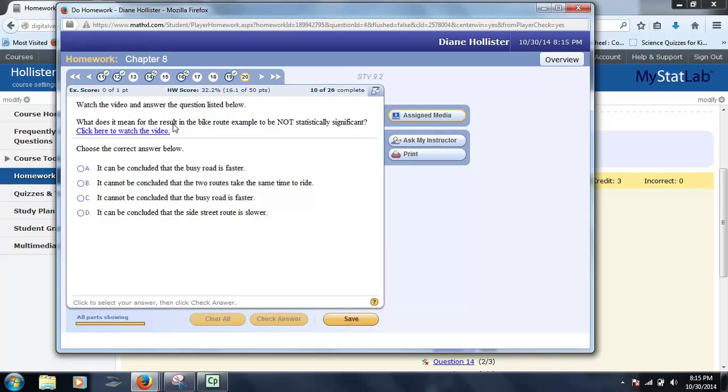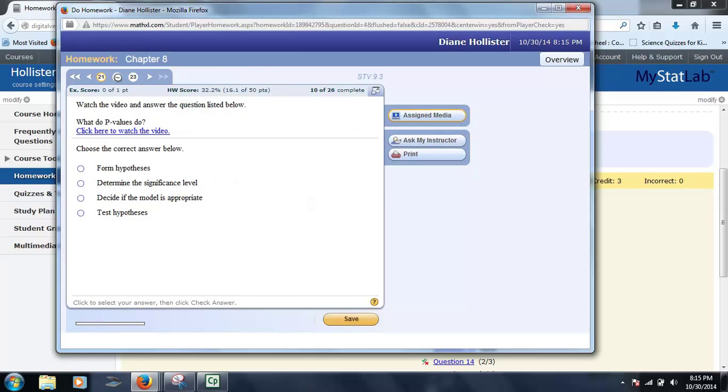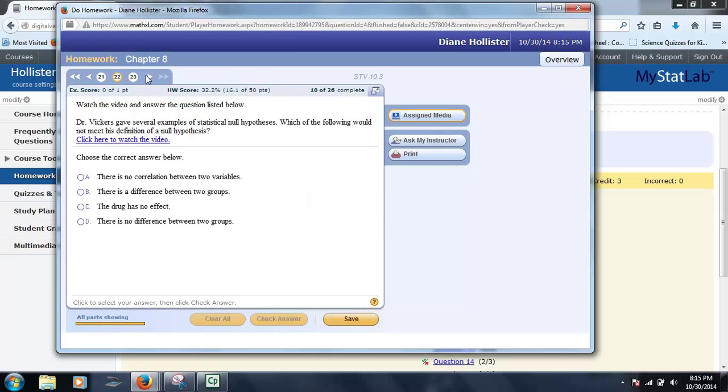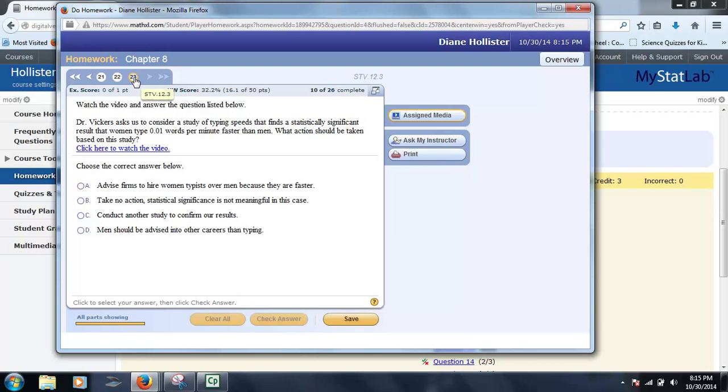Number 20 asks us to watch a video and basically answer the question about being statistically significant. Number 21, similar question about p-values. Number 22 about null hypotheses. And number 23 about the video as well in finding statistically significant results. So again, keep in mind that we can find statistically significant results that are not meaningful in practical application. We can also find things that are not statistically significant even though we thought there might be a difference between our results. Be careful when you read these. Read the options very carefully. Sometimes all it takes is one word in here to change the answer.